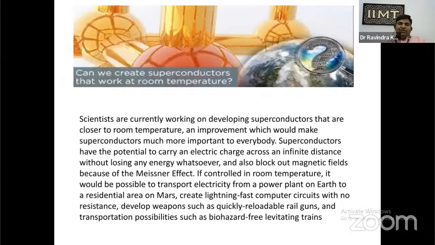Just imagine this. You can transport your electrical energy from your planet to Mars, and create lightning-fast computer circuits with no resistance, develop weapons such as quickly reloaded rail guns, and transport possibilities such as biohazard-free levitated trains. So in the near future you will get all these things with the help of superconducting materials. We will have so many other applications also, and we can discuss these applications later on in our next lecture.